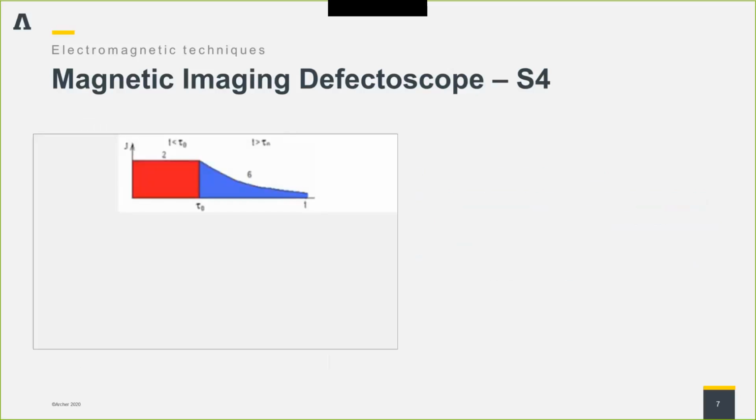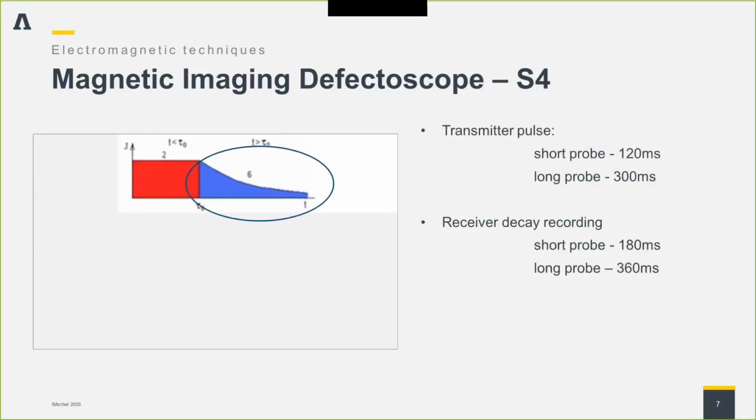So if we look at that in slightly more detail, the transmitter pulse is a certain duration in time. The short probe, and we have 2 probes in the tool, the short probe is for 120 milliseconds, and the long probe is longer at 300 milliseconds. Then we record the decay of the receiver. So we actually record the way that the voltage drops at the receiver coil against time. And again, the short probe is for 180 milliseconds, and the long probe is up to 360.